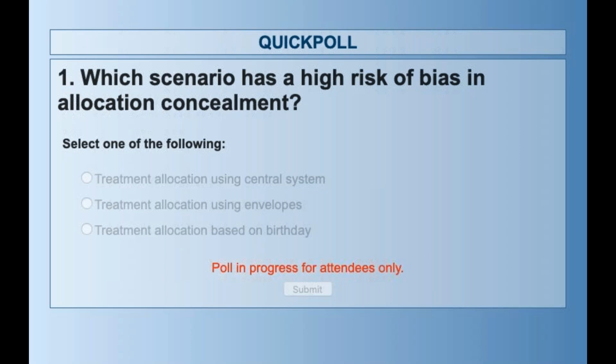So which scenario has a high risk of bias? I'm saying in terms of concealment, so masking from the investigator's perspective, that they don't know which treatment the participant will receive. Is it A, treatment allocation using a central system? B, treatment allocation using envelopes? Or C, treatment allocation based on birthday? Which one has the highest risk of bias?